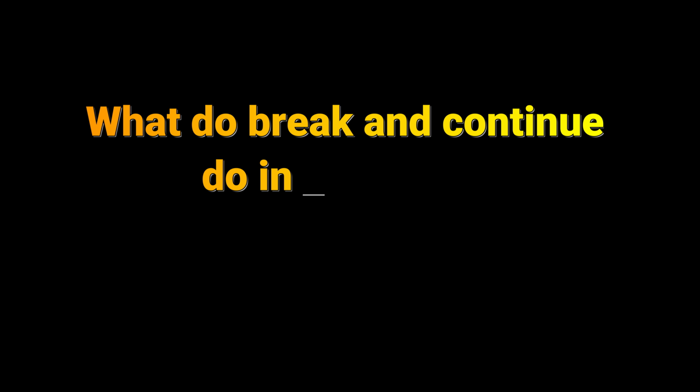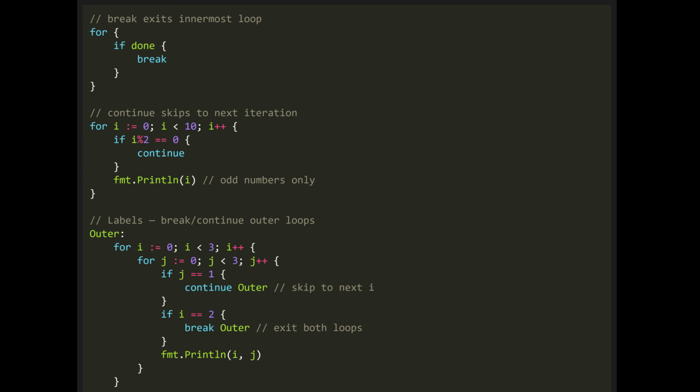Question: what do break and continue do in a Go loop? Break exits the innermost loop immediately. Continue skips the rest of the current loop iteration and goes to the next one.